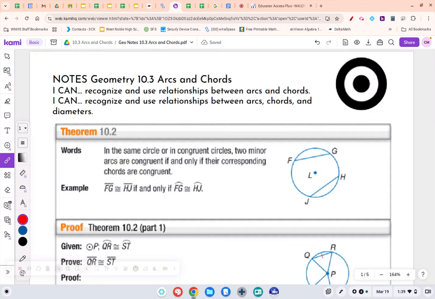Hi guys, today we will be covering 10.3, arcs and chords. You will be able to recognize and use relationships between arcs, chords, and diameters.